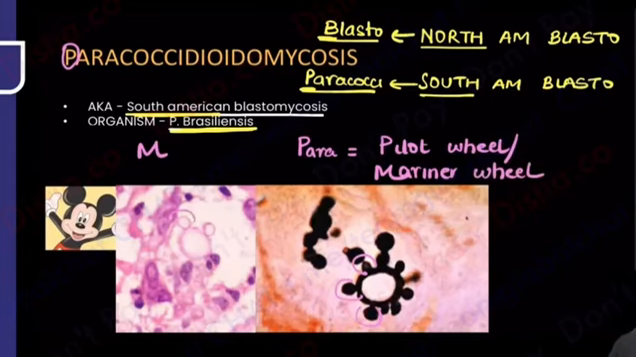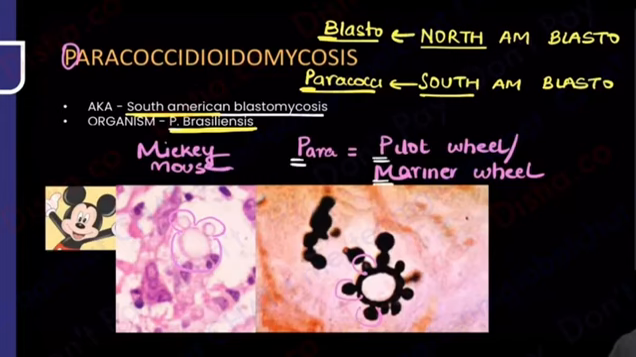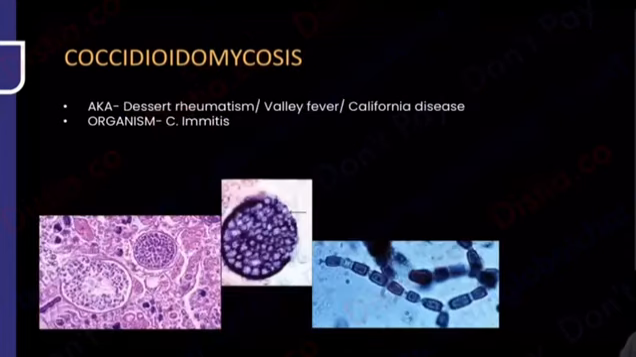And what is it showing you other than that? It sometimes shows you the Mickey Mouse appearance also. Very, very common question asked. That's why I said PPMM. What is PPMM? P for paracoccidio, P for pilot wheel, also known as MM, also known as mariner's wheel, also showing you the Mickey Mouse appearance. So paracoccidio is going to be PPMM. Having said that, after para, you cut the word para, you are left with what? Coccidioidomycosis.